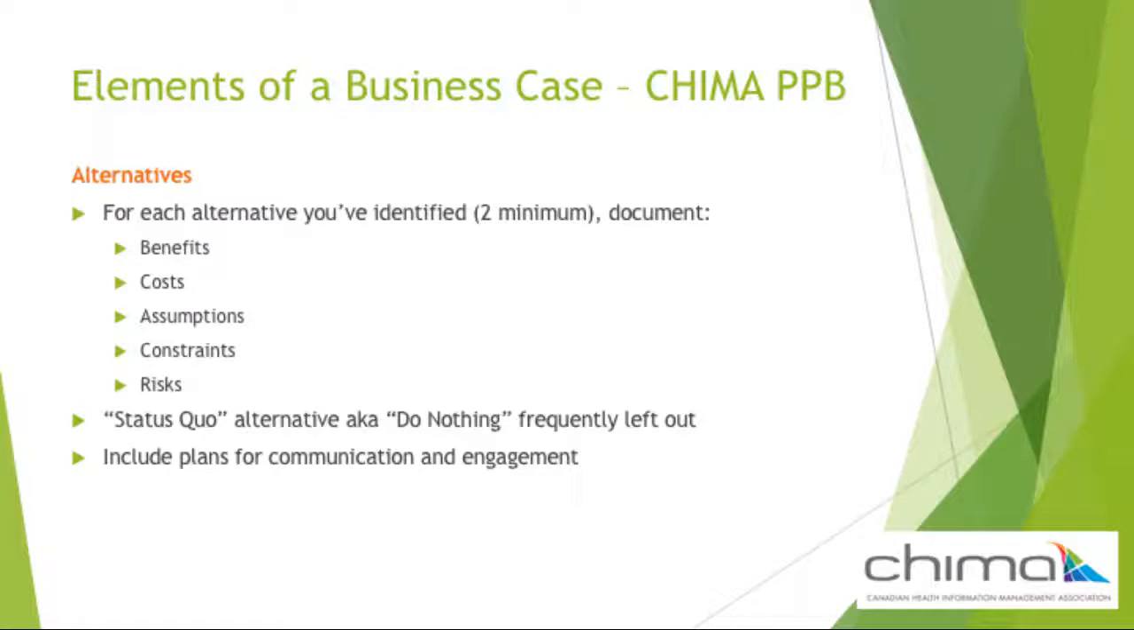Once the RASIC is completed, all stakeholders get a copy so that everyone is aware of exactly what the responsibilities are. For each alternative that you've identified, 2 at a minimum, document the benefits, costs, assumptions, constraints, and risks. While you need to document as many alternatives as you consider, one alternative that is often left out is the status quo, or the do-nothing alternative.